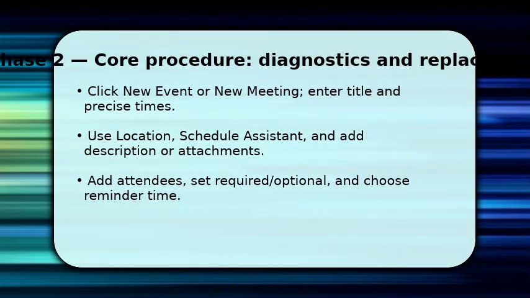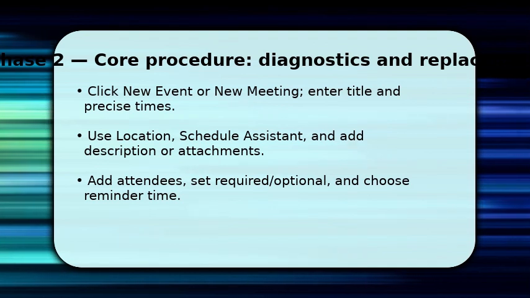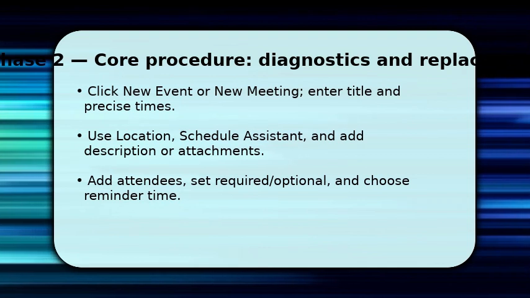Click New Event or New Meeting and type a clear title, then set precise start and end times so availability updates correctly. Use the location field or Teams/Zoom link and open the scheduling assistant to check conflicts. Adjust times accordingly. Add attachments and a concise agenda in the description so attendees know expectations.